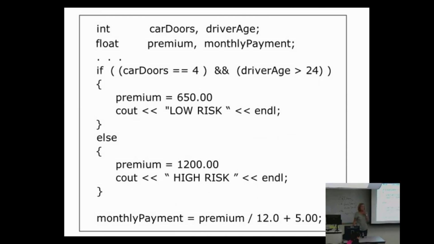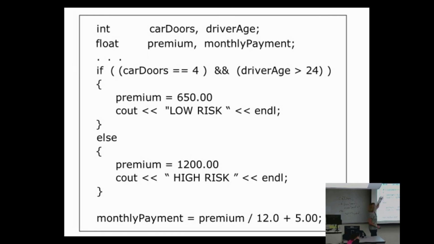Here's an example. Now, what's cool is when we can combine the relationals and the logicals and do some interesting logic. So in this case, I need to fix these slides because I don't like the declarations here. Okay, if I have 4 car doors and the driver's older than 24, then this is their premium and they're a low risk. Clear? What do we call this guy again? Yes, we call them brackets, but what is this? What do we use the brackets for? Compound statement. Thank you. And we have to use a compound statement when? More than one statement. It's not required with one, but more than one, I have to use brackets.